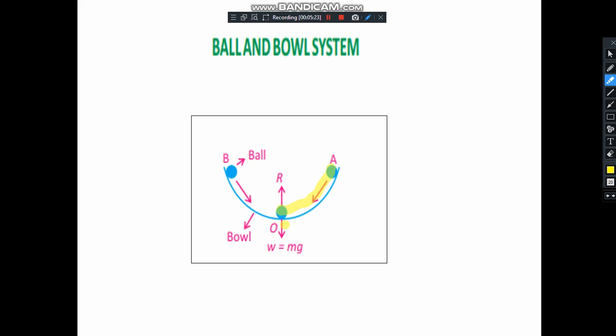This ball has zero velocity at the A and B points, but has maximum velocity at the mean position. This ball begins to move to and fro about a fixed point, and this motion is also termed simple harmonic motion, where the ball moves to and fro about a fixed point.